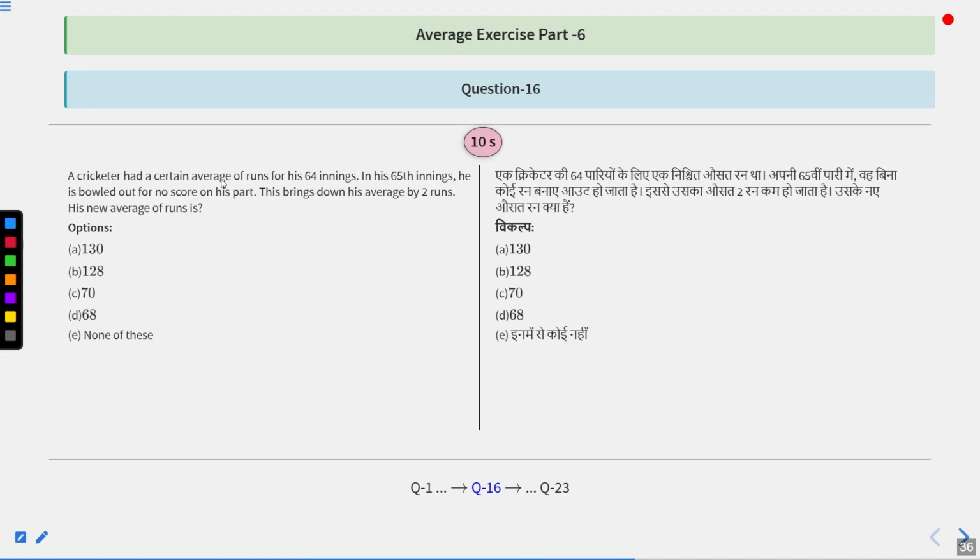A cricketer had a certain average of runs for his 64 innings. In his 65th innings, he was bowled out for no score on his part. This brings down his average by 2 runs. His new average of runs is? You have 5 options and 10 seconds to analyze the question. Your time starts now.